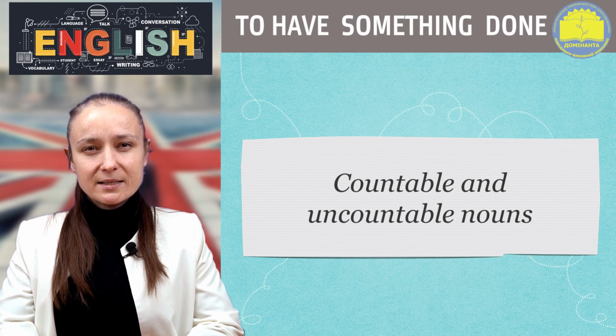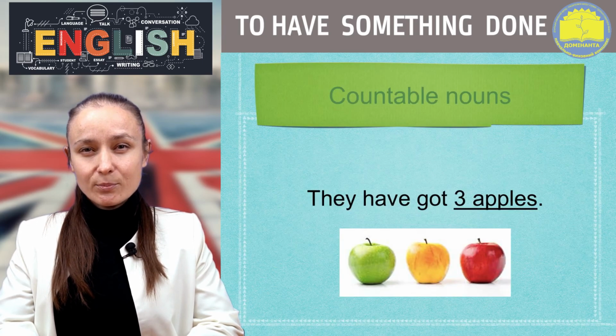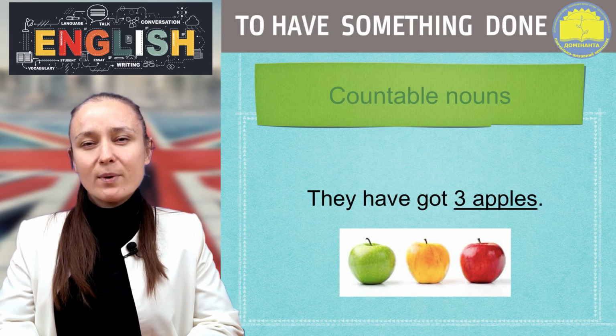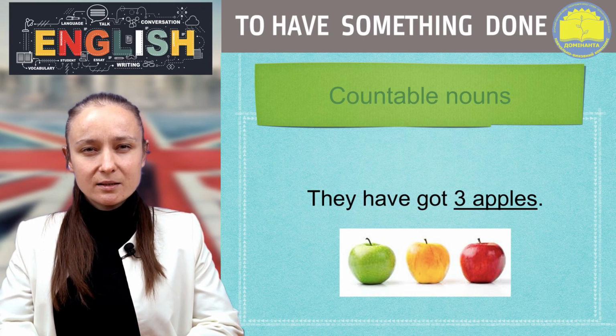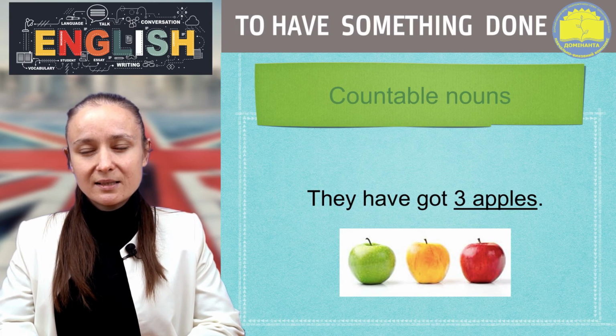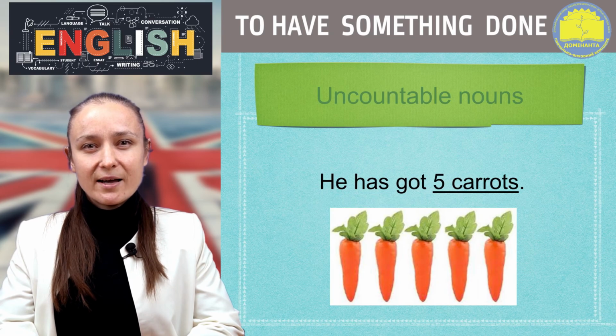Let me remind that countable nouns are those nouns which we can count. For example, they have got 3 apples. How many apples have they got? 3 apples. Another example. He has got 5 carrots. How many carrots has he got? 5 carrots.